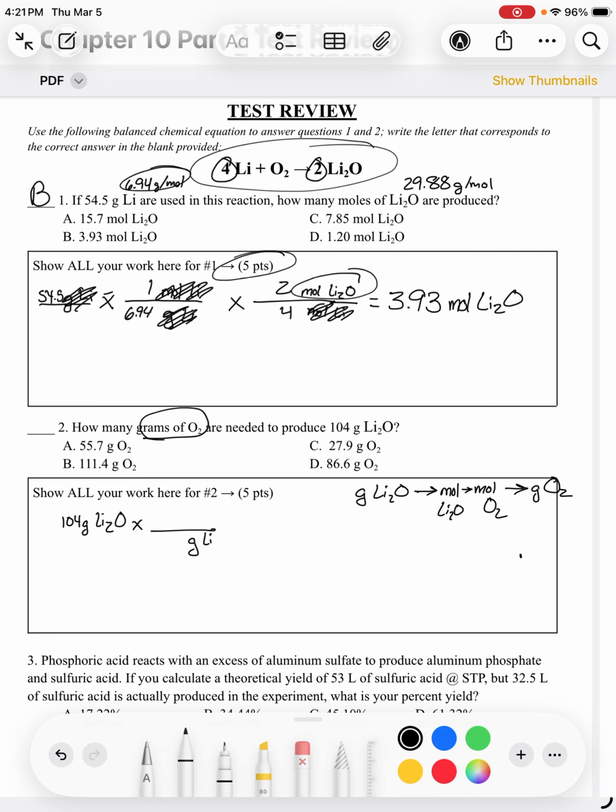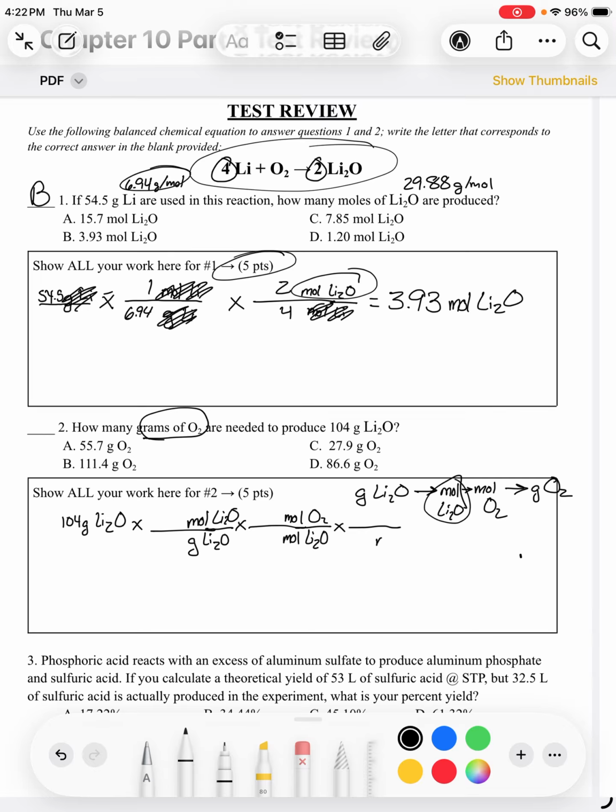Grams goes in the bottom. Has to be identical, right? The diagonal. So grams of lithium oxide to moles of lithium oxide, then moles of lithium oxide to moles of what? Moles of oxygen.